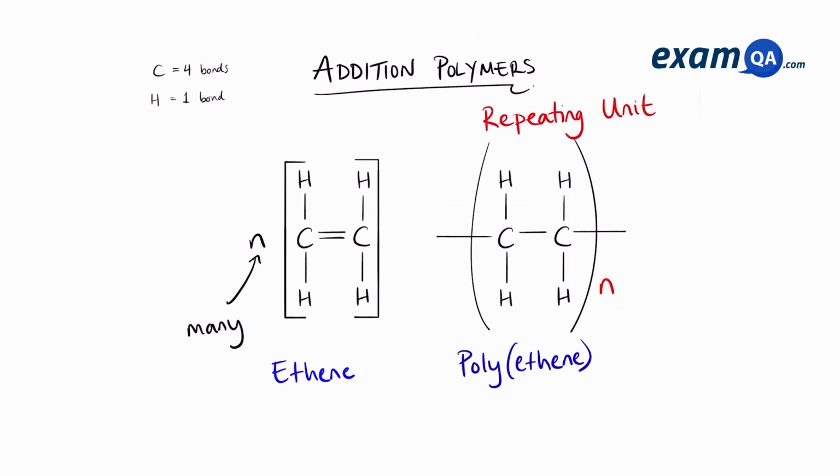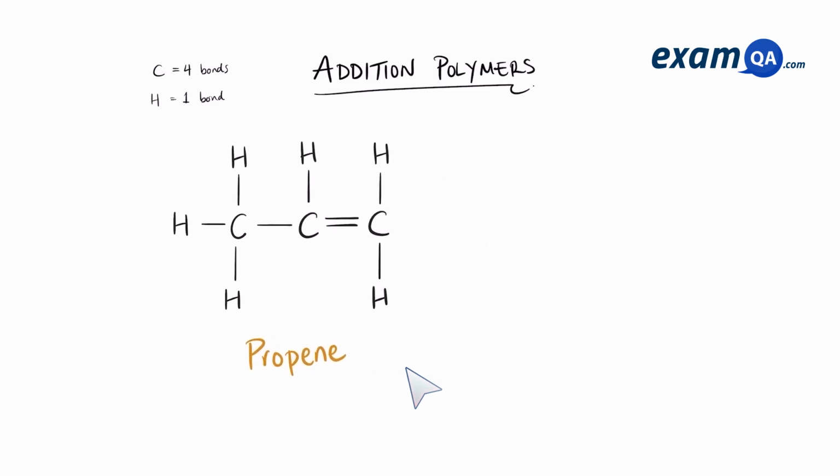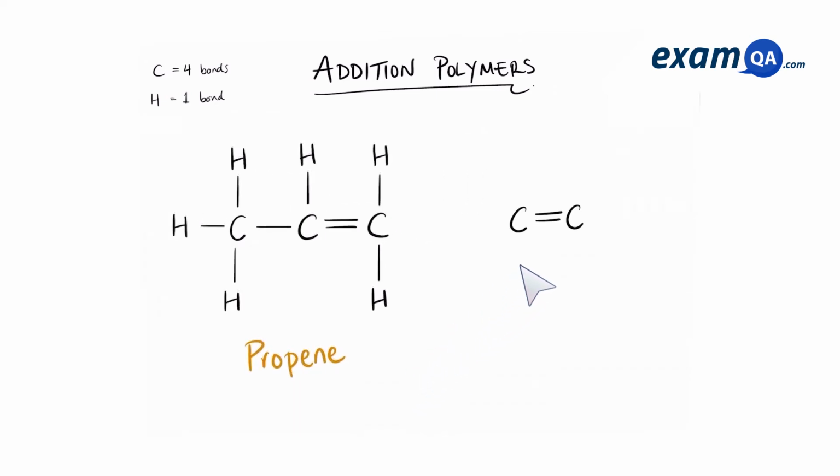Okay, let's try another example. Have a go at drawing the repeating unit of this molecule. So this alkene is called propene. Now before we start to draw the repeating unit, we have to draw it in the appropriate form. So to do that, what we're going to do is first draw the carbon-carbon double bond. As for reference, this carbon is this one, and this carbon is that one.